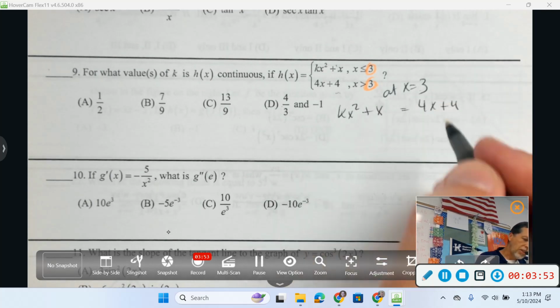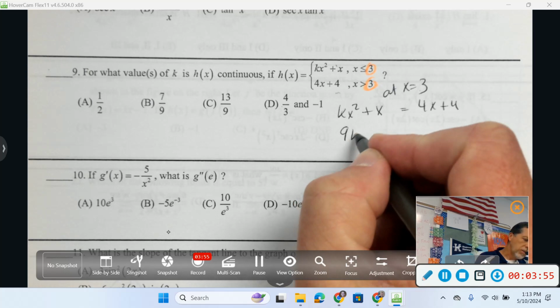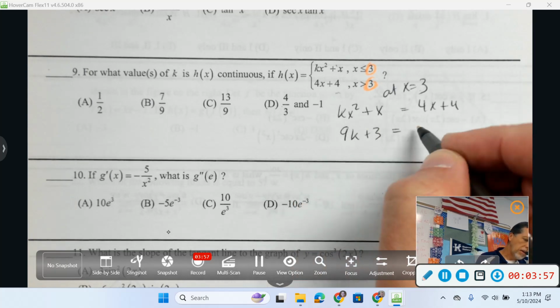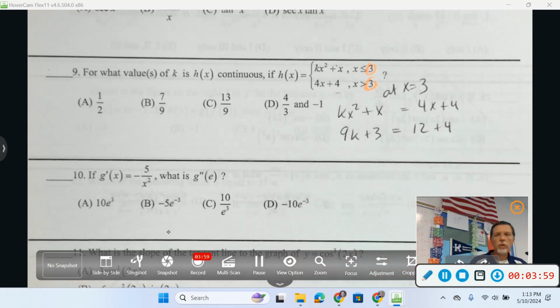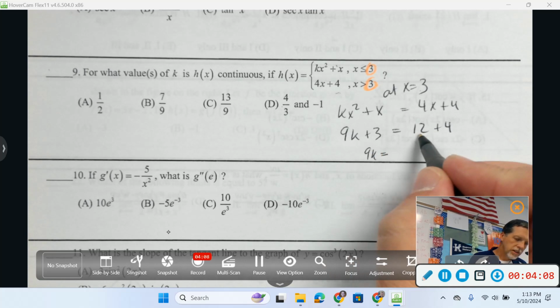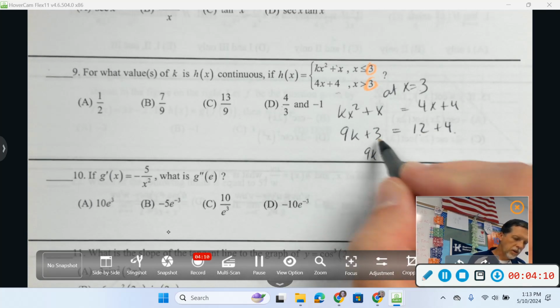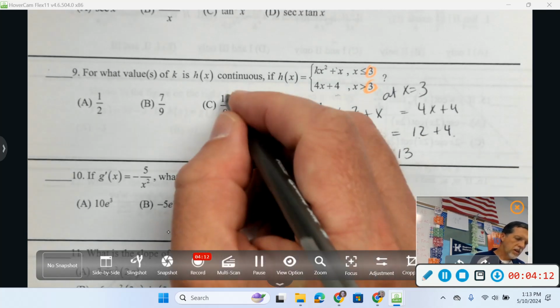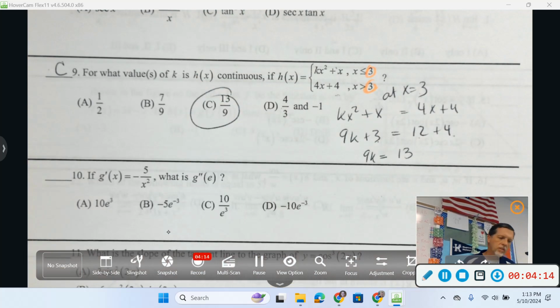So let's plug in 3. So 9k plus 3 equals 12 plus 4. Plugged in 3 for x. So 9k equals 16 minus 3, which is 13. So k equals 13/9. K of 13/9 would make them match up and make that continuous.